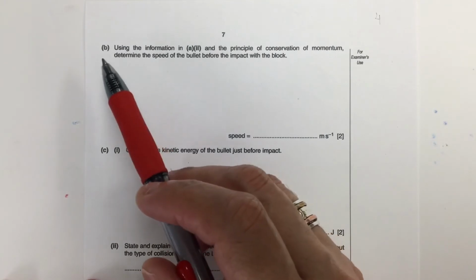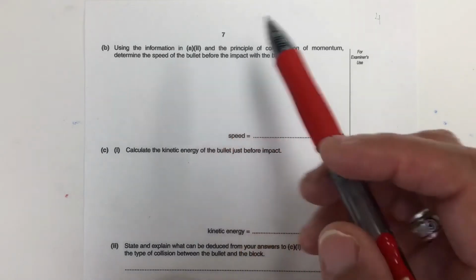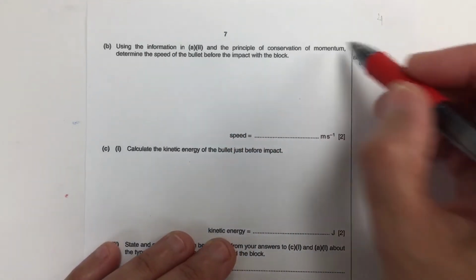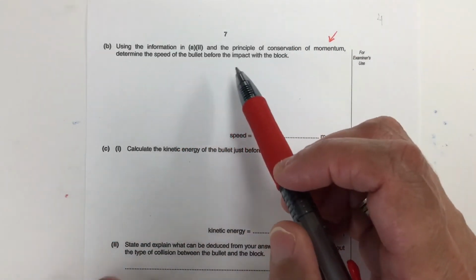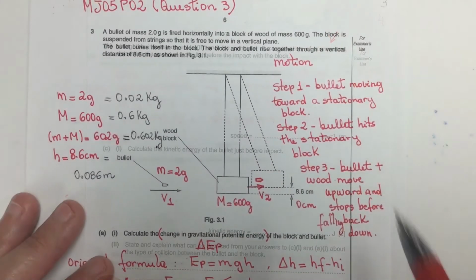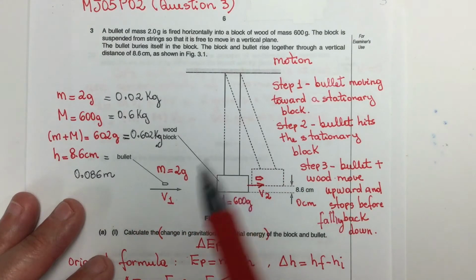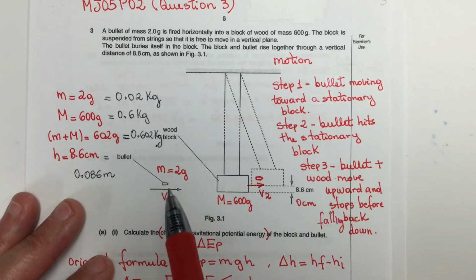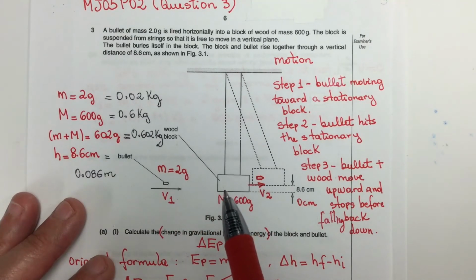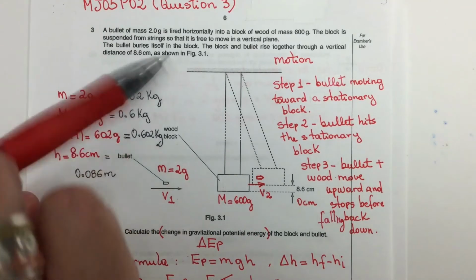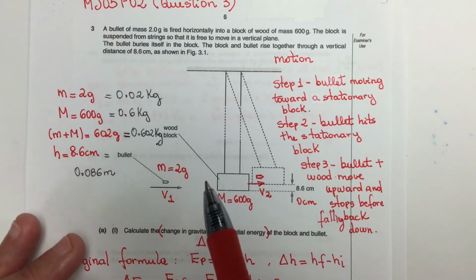Now, on question B, we are going to use the prior information and the principle of conservation of momentum. That's what they want you to use. Determine the speed of the bullet before the impact with the block. Now, back here to our motion analysis, we are talking about steps 1 and 2. On step 1, the bullet is moving with this speed, and the block is stationary. And both don't have any height. The ground reference here is 0, so we can use conservation of momentum.